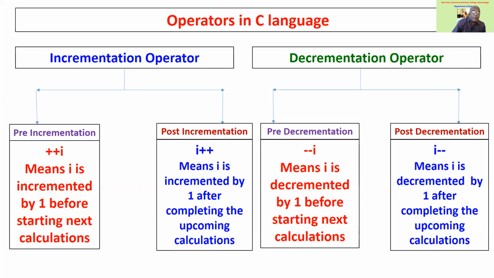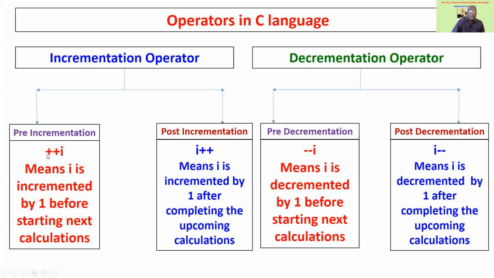Now there are different operators in C language. There are basically two main operators in C language: one is the incrementation operator, another is the decrementation operator. Increment means go one step ahead. Decrement means come one step back. So there is pre-incrementation and post-incrementation, and likewise pre-decrementation and post-decrementation. For incrementation, the operator is plus plus. For decrementation, the operator is minus minus.